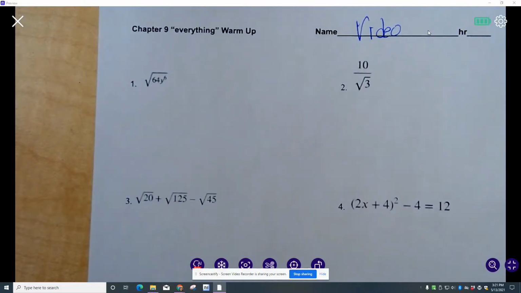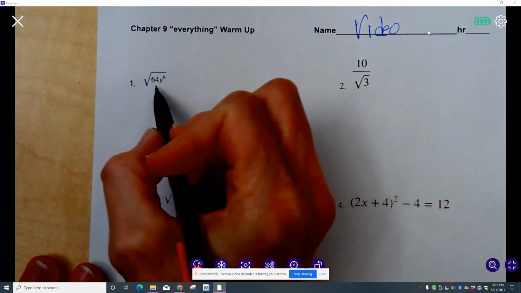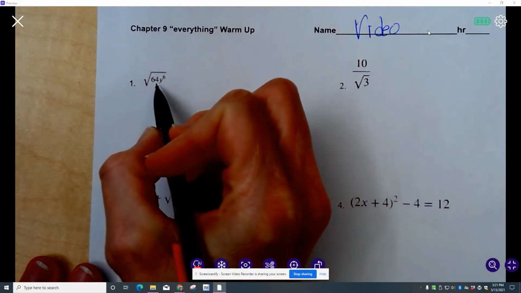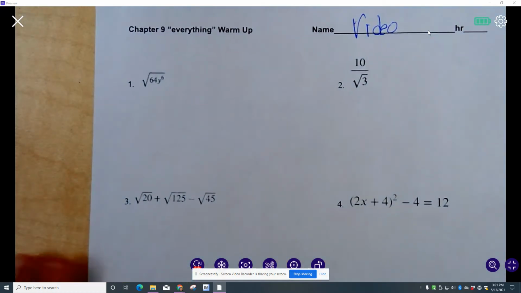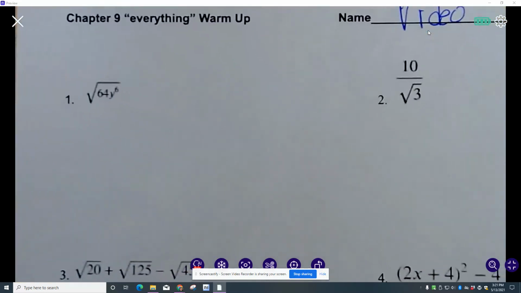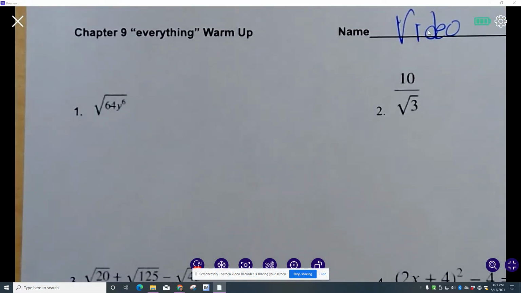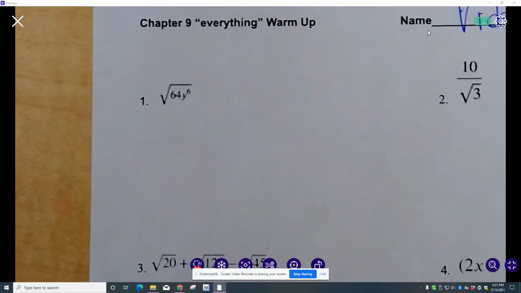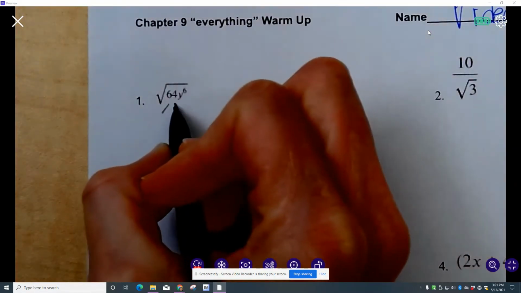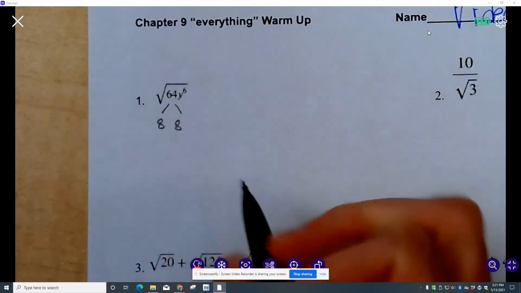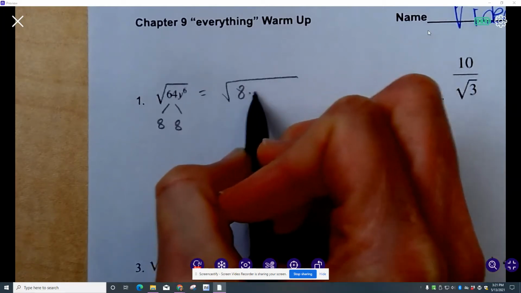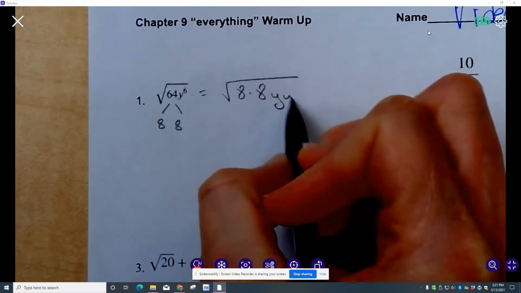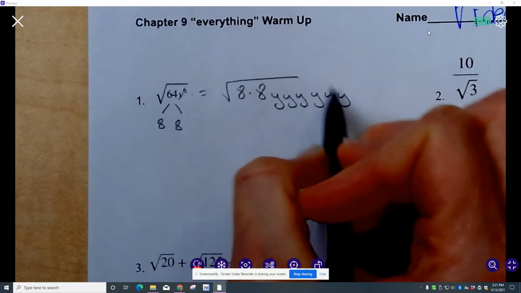Okay, so the first one is a simplify. And so I want to do a jailbreak on this. Now, right away, I am noticing that 64 is a perfect square. It's on the perfect square list. And remember, I said multiple times, if you memorize the perfect squares, it'll save you some work. So if you recognize it as a perfect square, you know it's the same as 8 times 8. So I can rewrite this as 8 times 8 and then 6 y's. 1, 2, 3, 4, 5, 6.